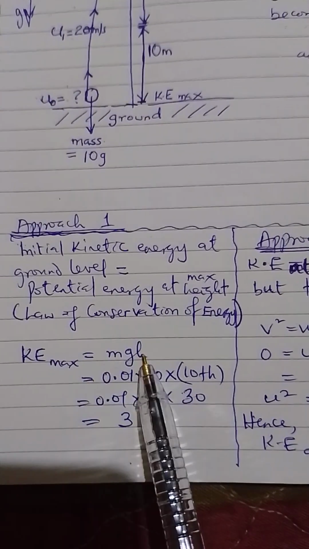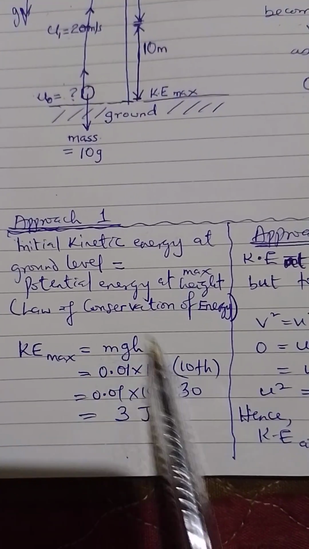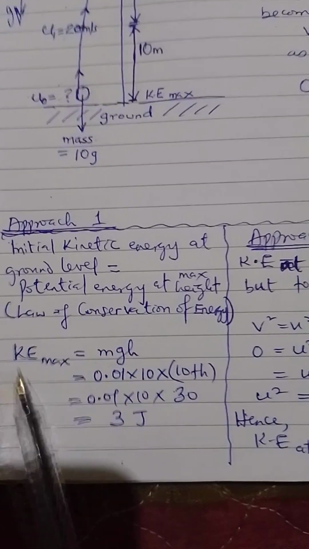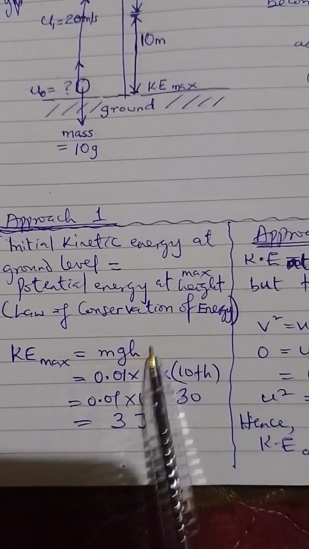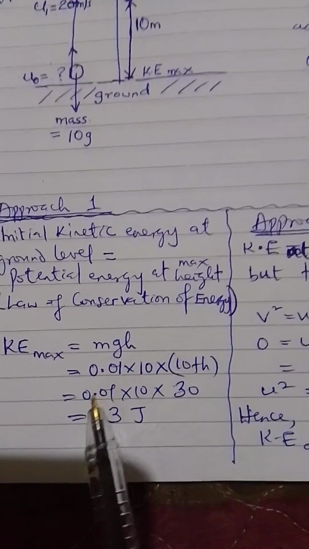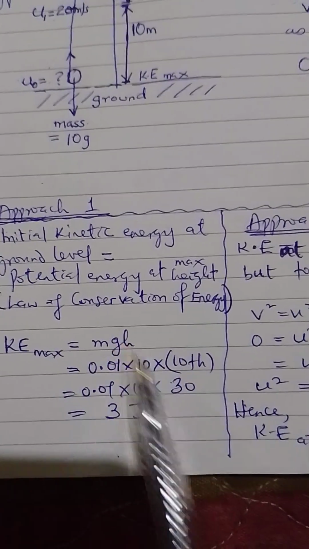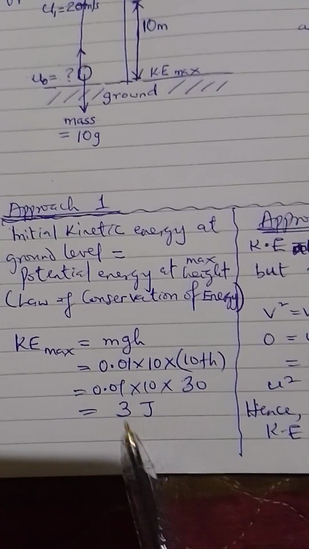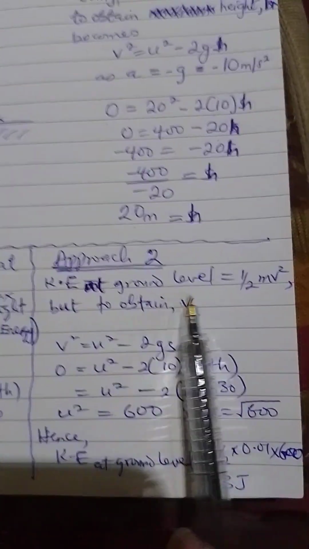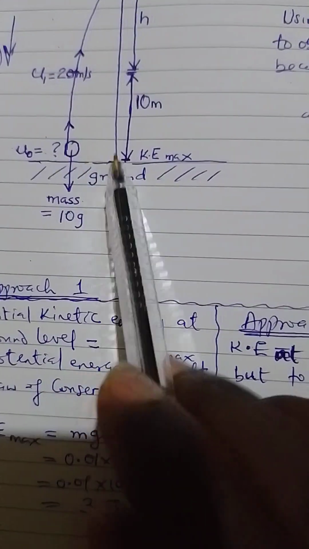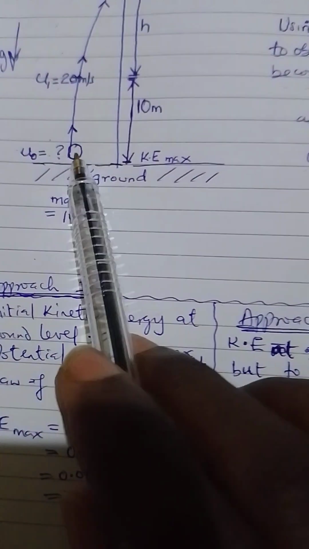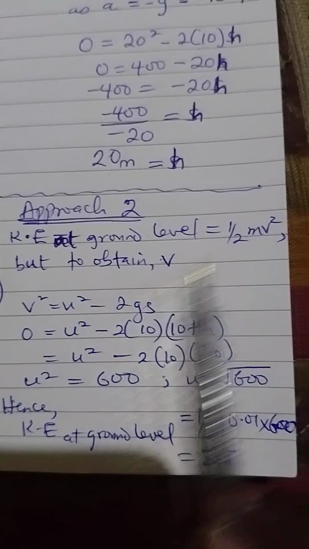So that's mgh. This is the formula. Take note, this is the formula for potential energy, not kinetic energy, but we're using it because of the law of conservation of energy. So 0.1 times 10 times total height 30 gives us 3 joules. Another approach is to actually calculate the velocity, so that we can slot it into the formula for kinetic energy.